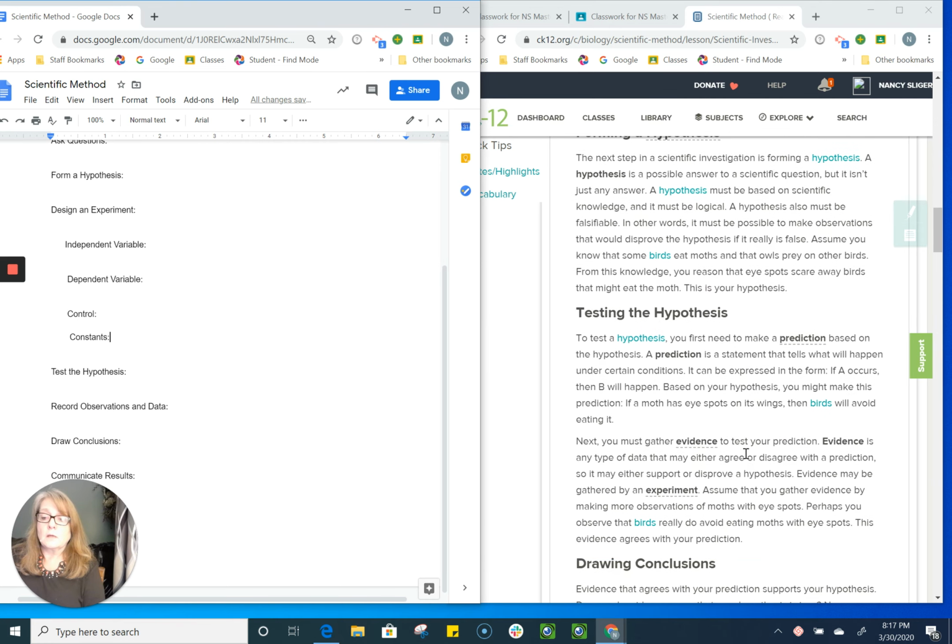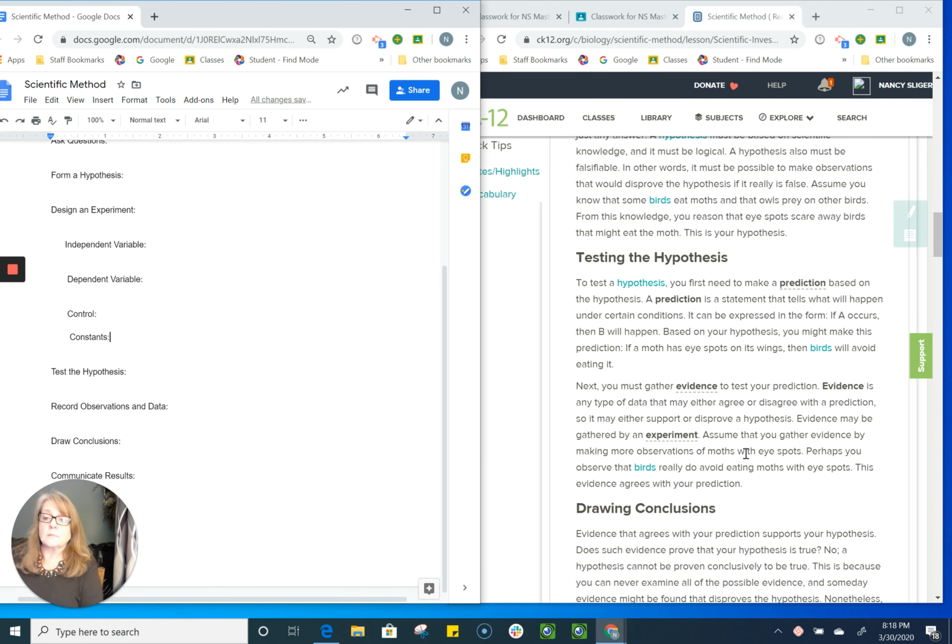Okay. Testing the hypothesis. You'll need to make a prediction based on the hypothesis. A prediction is a statement that tells what will happen under certain conditions. It can be expressed in the form of, if A occurs, then B will happen. Based on your hypothesis, you might make this prediction. If a moth has eye spots on its wings, then the birds will avoid eating it.